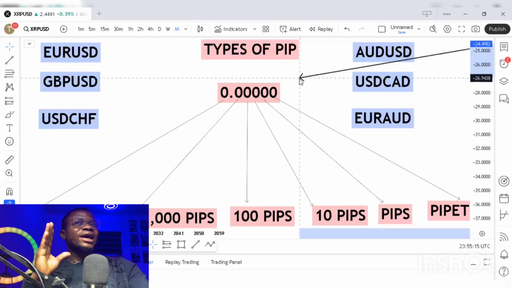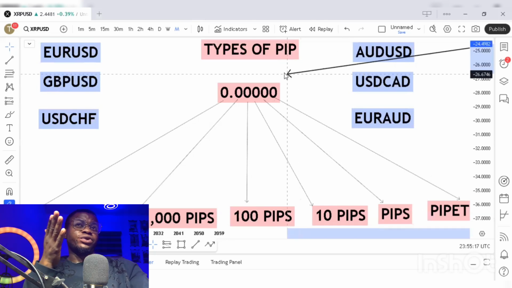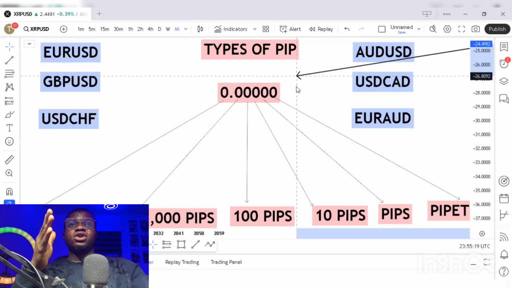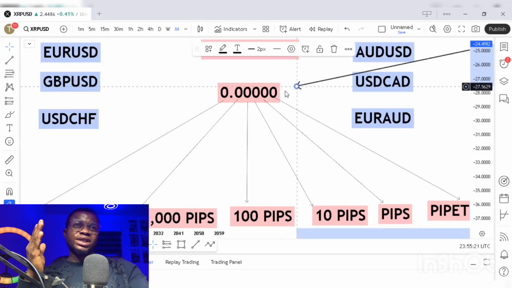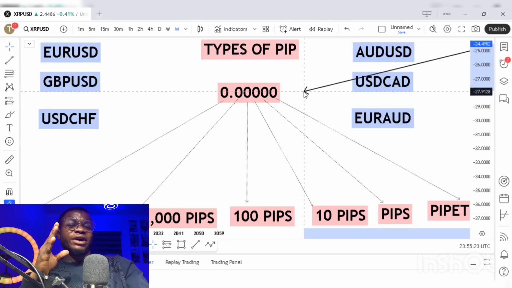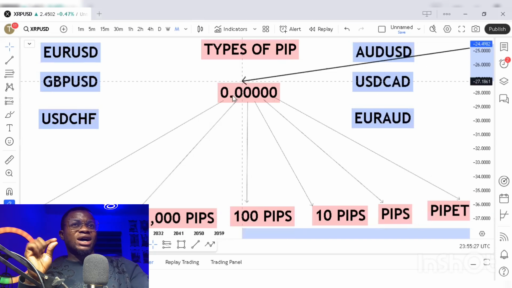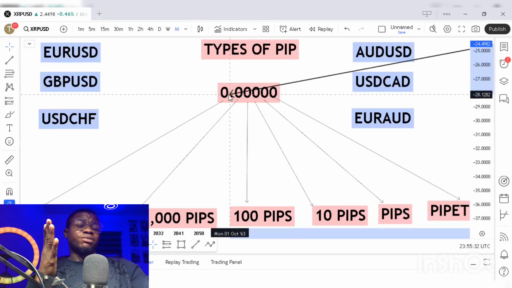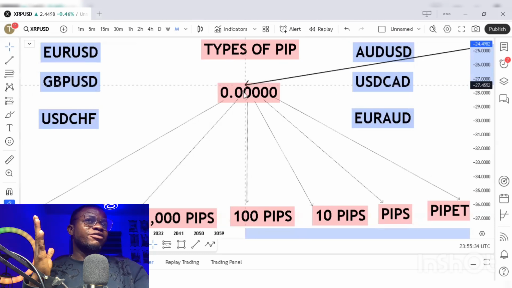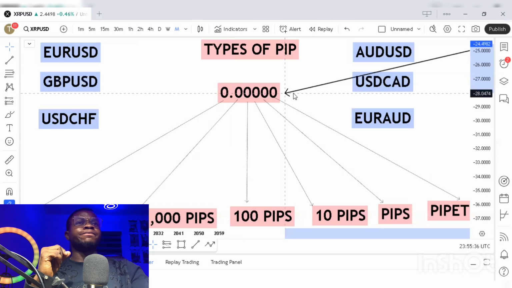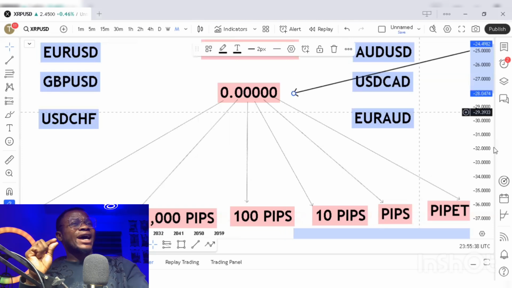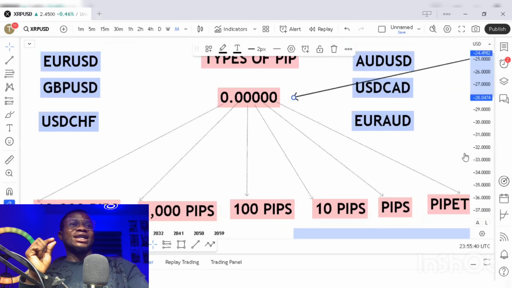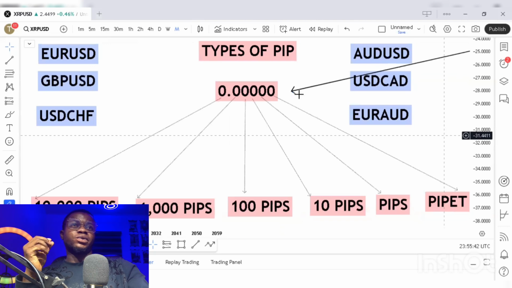So let us understand how to calculate the pips on EUR/USD and these pairs you are seeing. There are a lot more whose pips look like this. So how you identify this kind of pip setting is a number with a decimal point after the number, then five more numbers. So these are the types of pips we have.